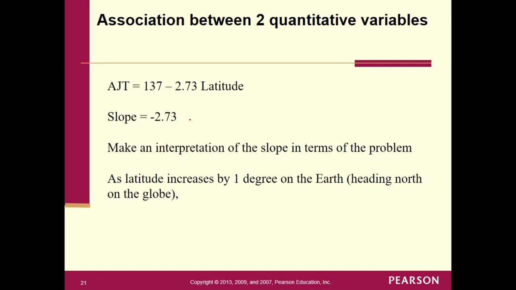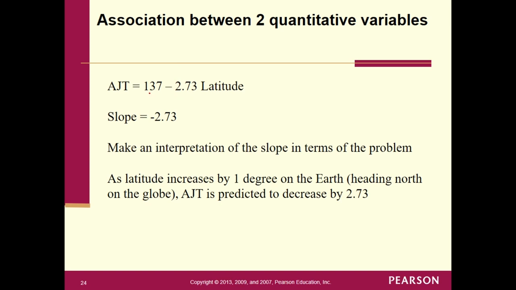So the next thing I want you to focus in on is the sign, okay? So as latitude increases by 1 degree on the Earth, so we're heading north, all right, what happens to average January temperature? Average January temperature will, what? Decrease, because we have a negative sign here. So average January temperature is predicted to decrease, okay, because of the negative. If we had a plus sign here, we would say increase. But we have a negative sign, so we say it decreases, right? So as latitude increases by 1, what happens to average January temperature? It will decrease, okay? It's predicted to decrease by how much?